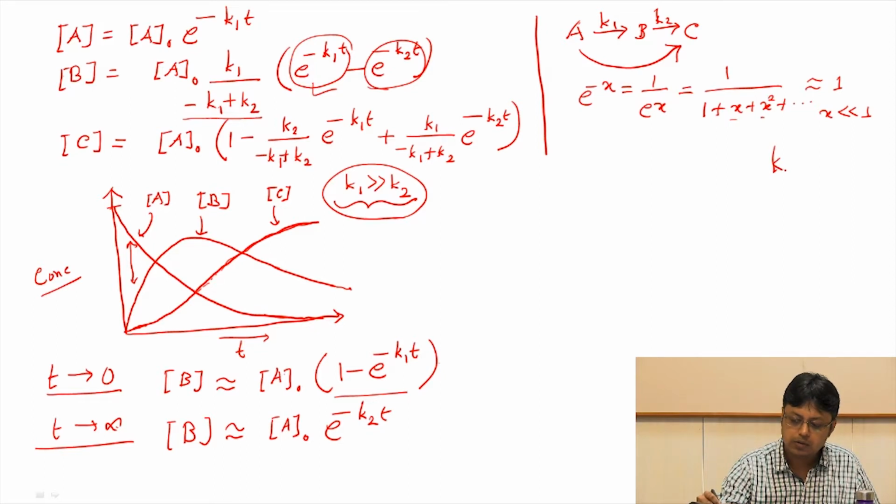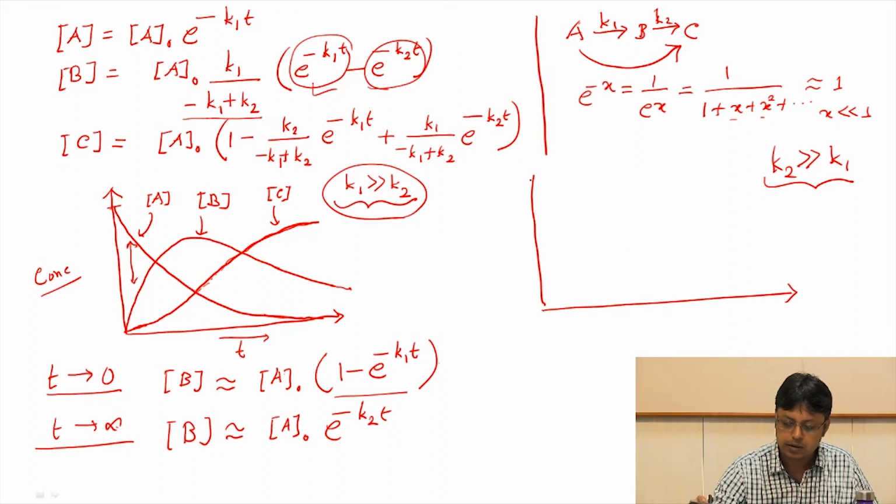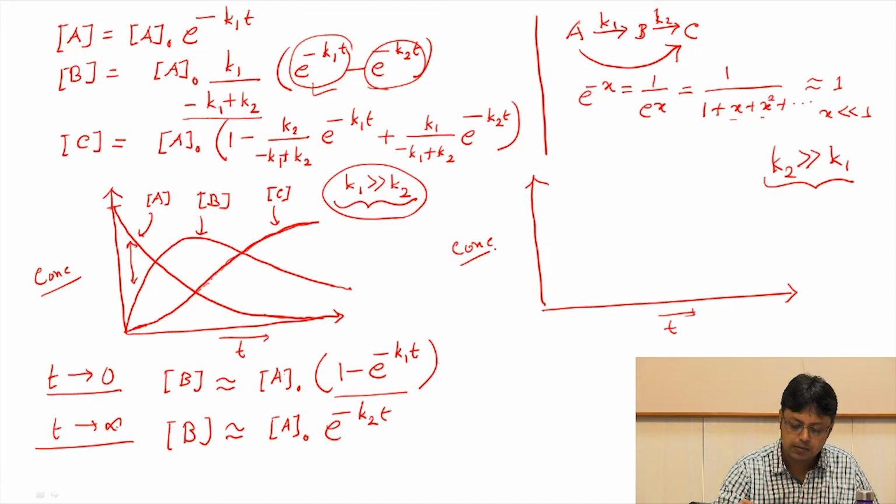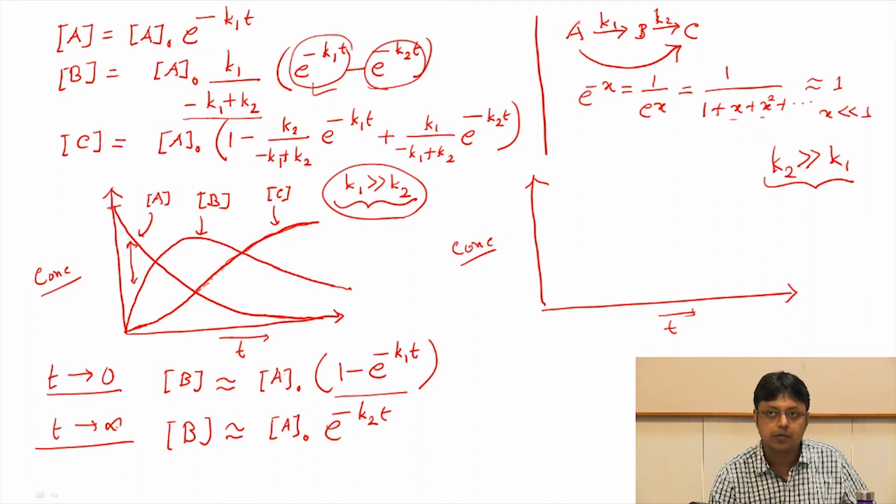But we can also think about when K2 is much greater than K1. And then we'll see that there is a very interesting situation. If K2 is much greater than K1, let me first plot it, and then again quantitatively try to describe why the nature of the curve is like that.